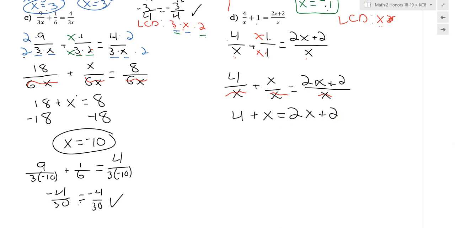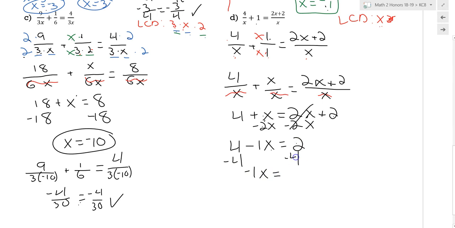Now, there's no quadratic here, so this is really just basic solving. The issue with this one is I have an x on both sides, so I need to get rid of one of them. So I'm just going to get rid of this 2x by subtracting it. So I have x minus 2x is minus 1x. These went away, equals 2. Now I'm just getting x by itself, so I'm going to subtract 4. Negative 1x equals 2 minus 4 is negative 2. Divide.